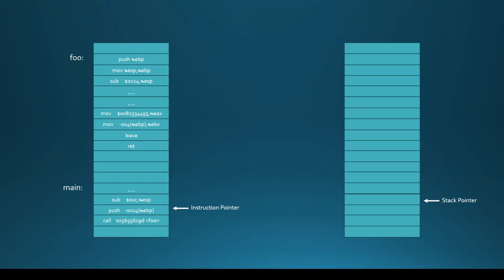Putting it all together, when main is about to call foo, it will first push an argument onto the stack. The instruction pointer will then move to the next instruction, which is the call instruction. When the call instruction is executed, the return address will be automatically pushed onto the stack. The return address is the place where we will be coming back to after the function has been executed.